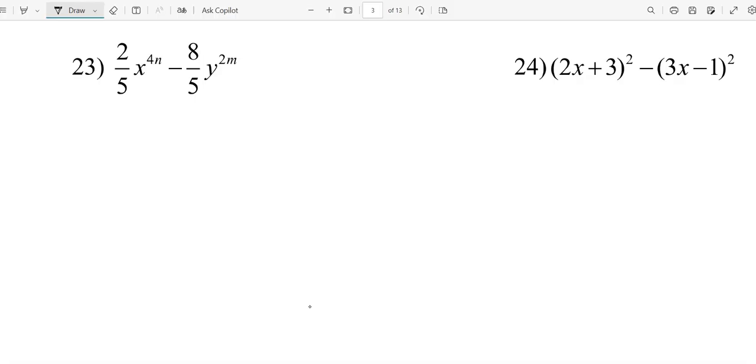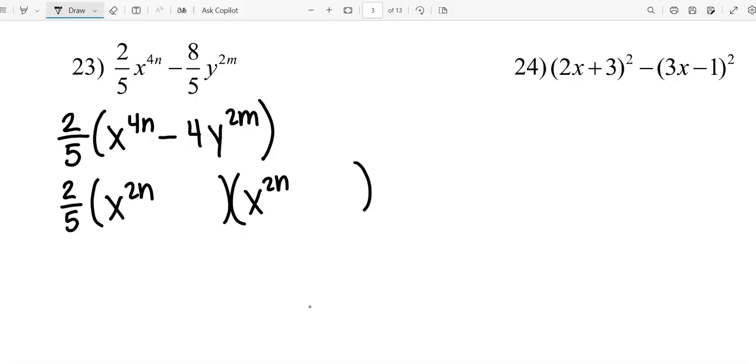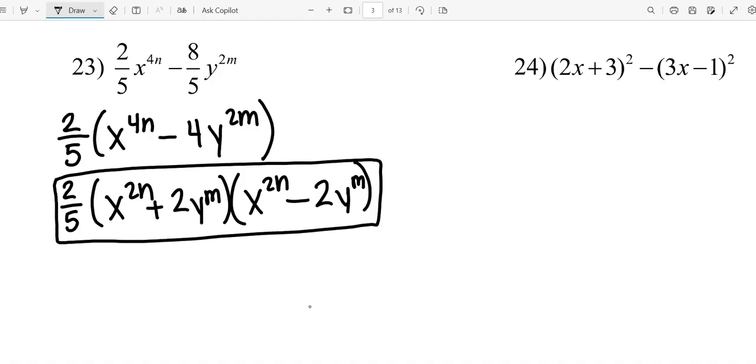Some of us jumped straight to taking out a 2/5, which is a good idea. 2/5 times x to the 4n minus 4y to the 2m. I say check your work. You also need to check mine, because who knows. And then that's a difference of squares. So 2/5 times, and then x to the 2n will multiply by itself to give you x to the 4n. 4 is 2 times 2. And y to the 2m is going to be y to the m times y to the m. And then add and subtract. If you got that right, give yourself a nice little smiley face, because that's awesome.